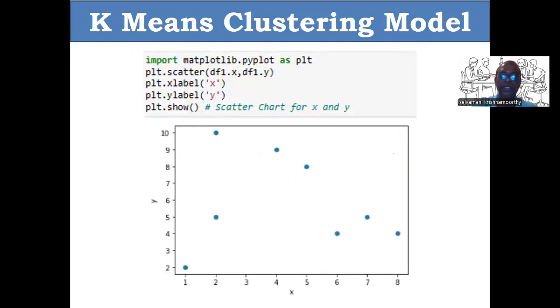Let me create one scatter chart. Import matplotlib.pyplot as plt, as we know very well. plt.scatter of df1.X, the X column, as well as the Y column. X label X, Y label Y. I plotted one scatter plot. These are the points; 8 points are there: 1, 2, 3, 4, 5, 6, 7, 8. Now all 8 points should be grouped into different clusters based on the nearest distance among each other. This is our aim.